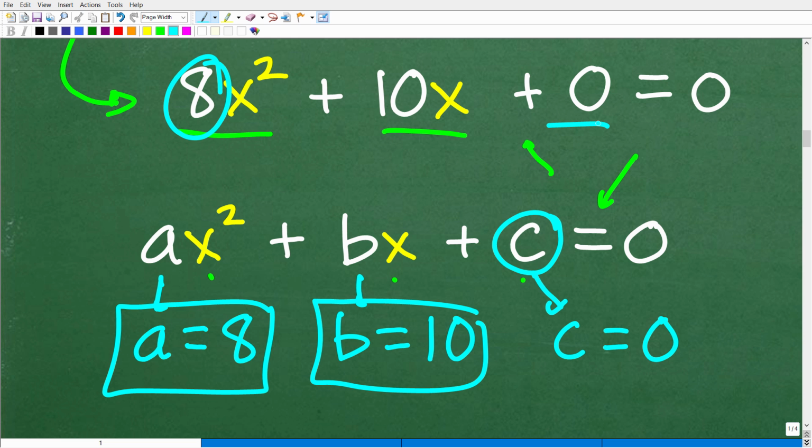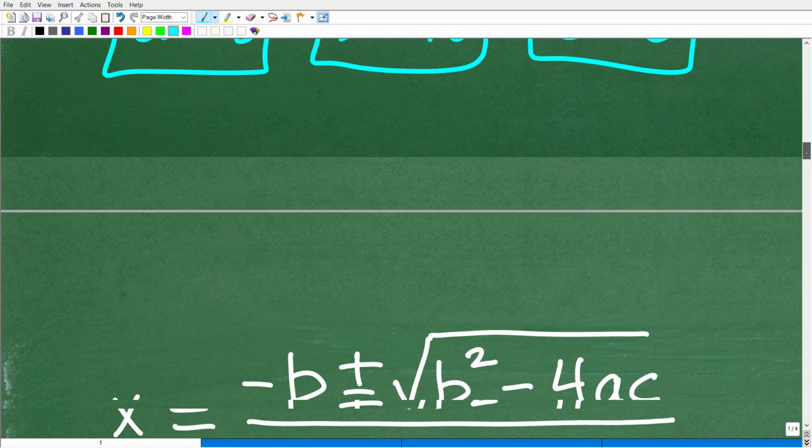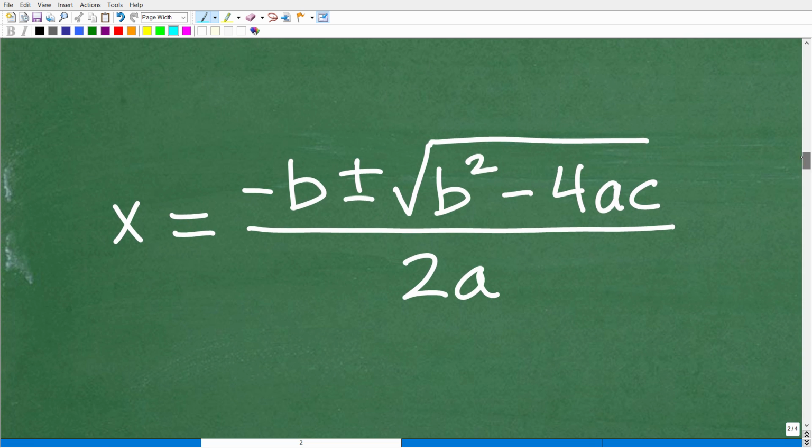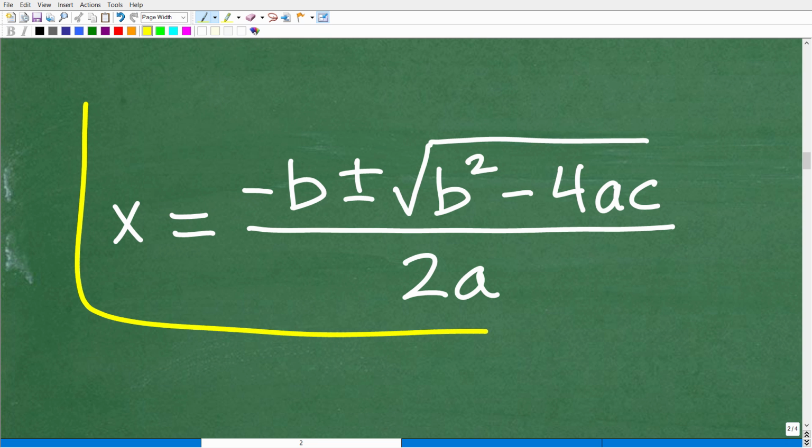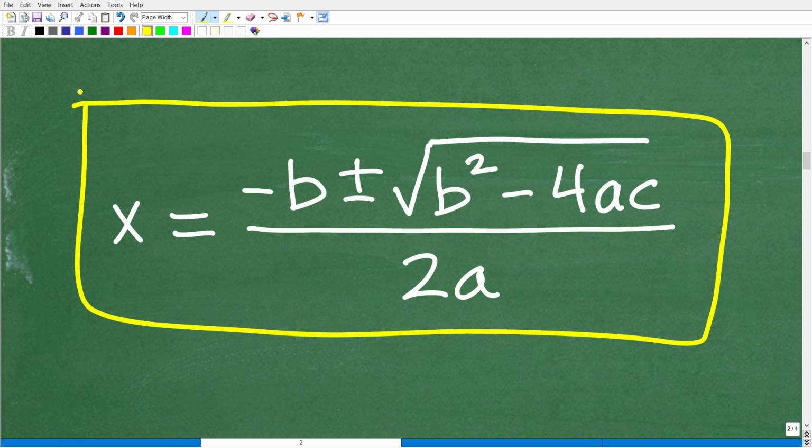And if we don't have anything like a 5 or a 7, well, C will be equal to 0. All right, so now that I have my A, B, and C values, what I can do is plug these into this thing right here, and this is the world famous quadratic formula. Absolutely critical, must-know formula, and you have to know how to use it to solve quadratic equations, okay?